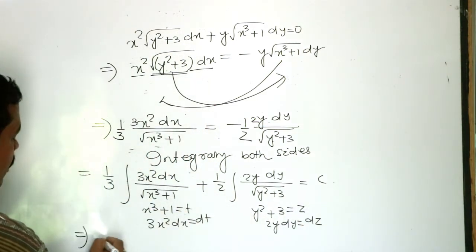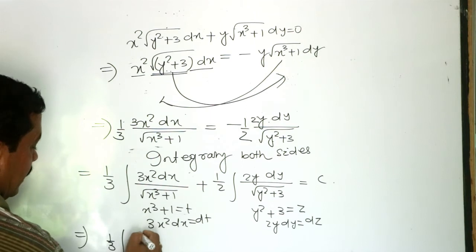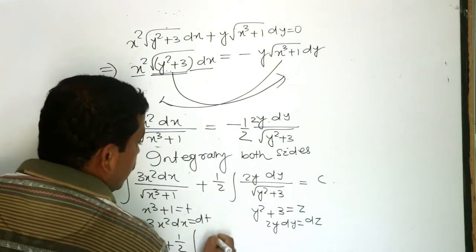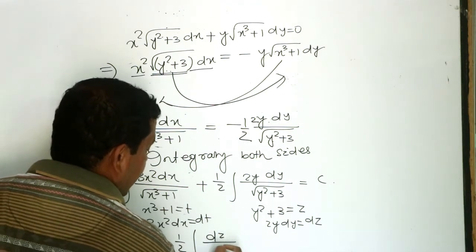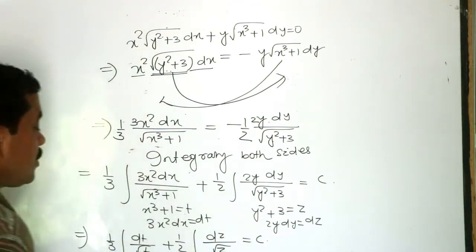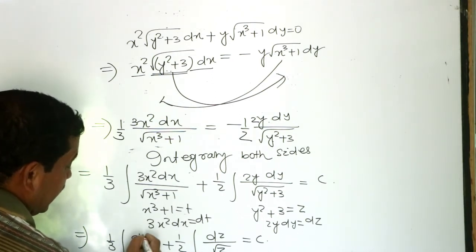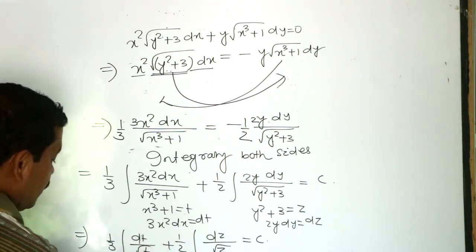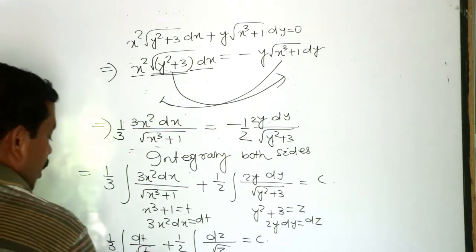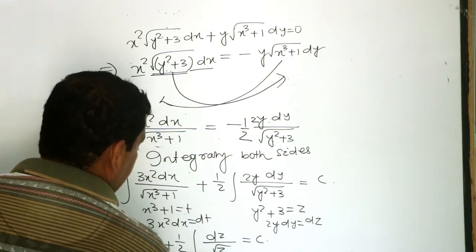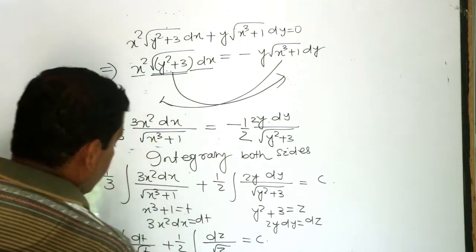Now the integration becomes 1/3 ∫ dt/√t + 1/2 ∫ dz/√z = C. Then 1/3, the integration of dt/√t is 2√t, plus 1/2, the integration of dz/√z is 2√z, equals C.